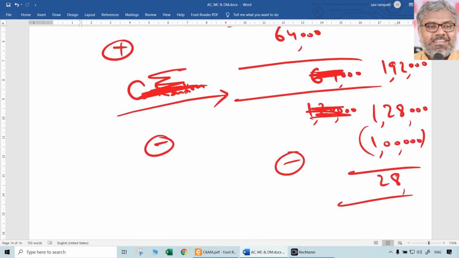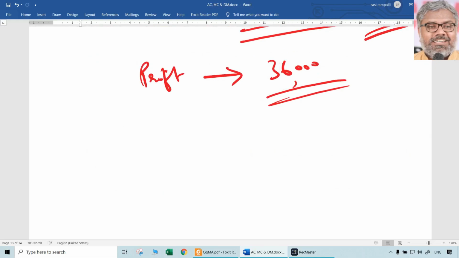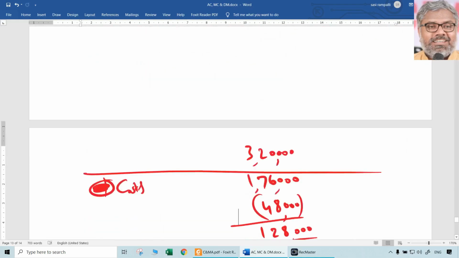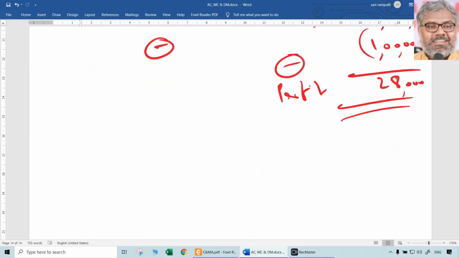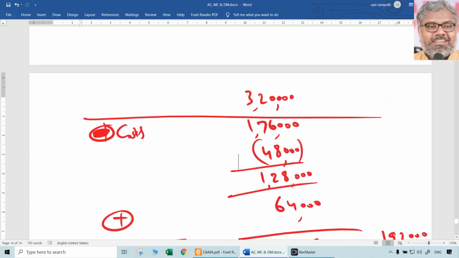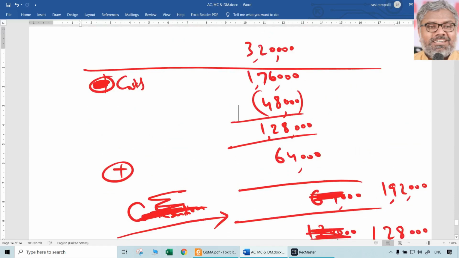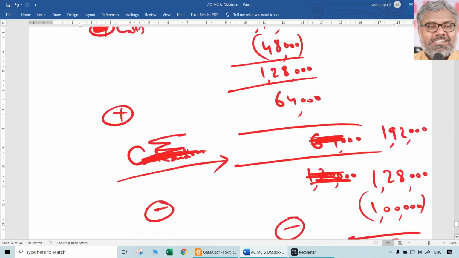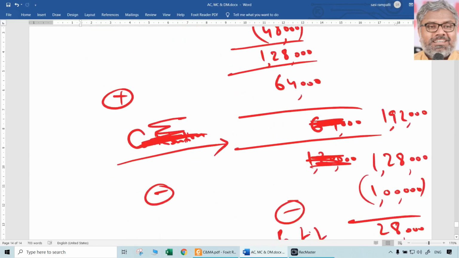So 28,000 is the profit as per marginal cost. Profit as per absorption costing is 36,000. Profit as per marginal costing is 28,000. That is the correct one. Be careful with this. Sales you have to keep separately. Don't mix that with the costs. Once you calculate all the costs, then only you calculate the contribution and other things.